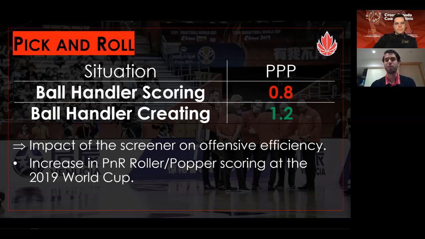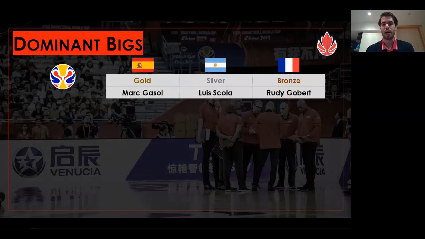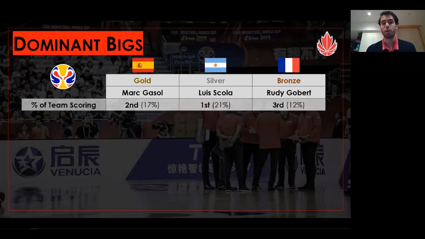So I'm going to give you a little bit of a case study now, in terms of thinking about what we'd call dominant bigs at this past FIBA World Cup. Right here we have our three teams that were standing on the podium in September. Spain won gold, Argentina silver, and France won bronze. All three teams were led by a dominant big man that was crucial to driving their offensive efficiency in this tournament. So we can drill into this a little bit. Marc Gasol, Luis Scola, and Rudy Gobert are those players.